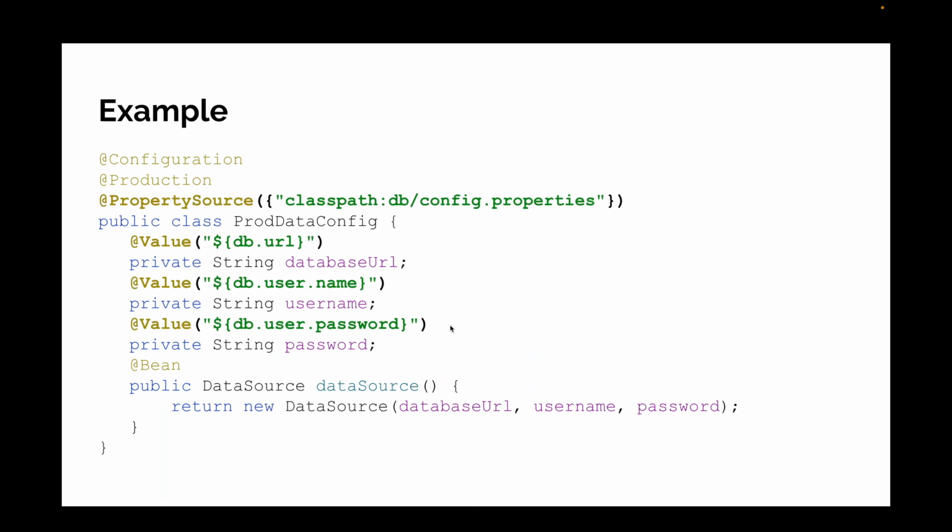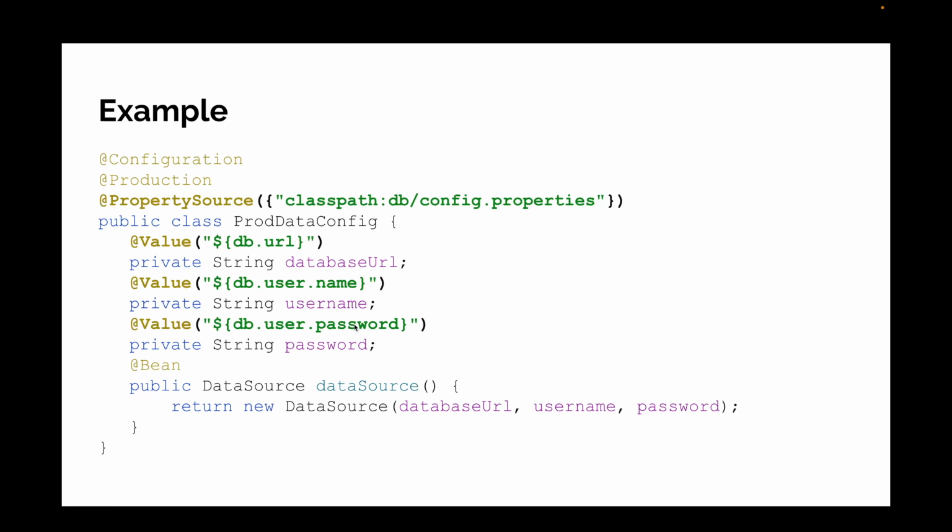Okay. So now let's look at an example which is more similar to real world coding. Instead of hard coding the database URL, username and password, we can use the @Value annotation. And in that way we can specify the name of the properties. So for the database URL, the name of the property is db.url. For username, the name of the property is db.user.name. And for password, the name of the property is db.user.password.